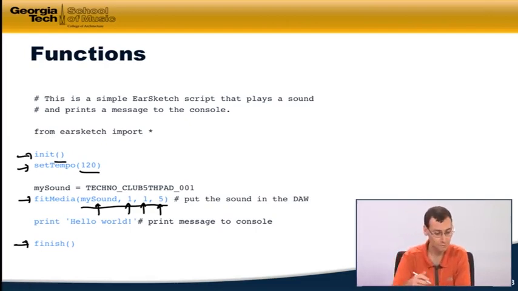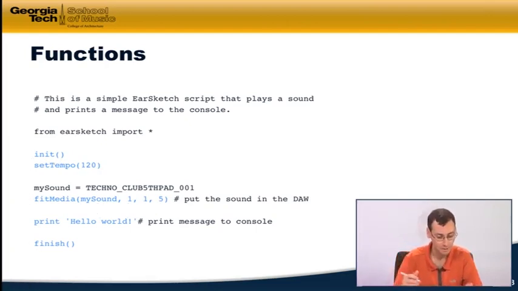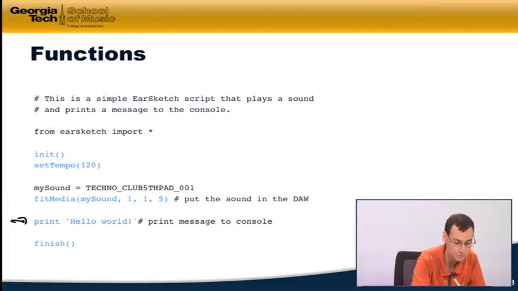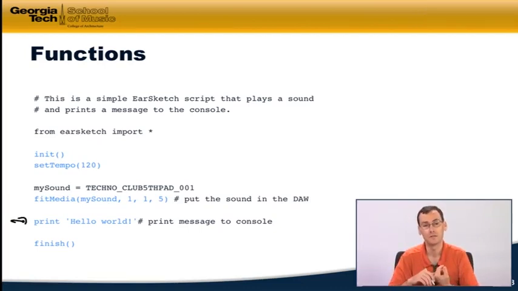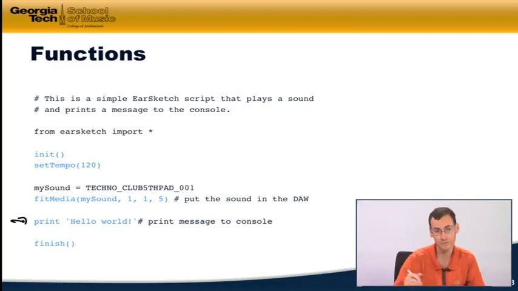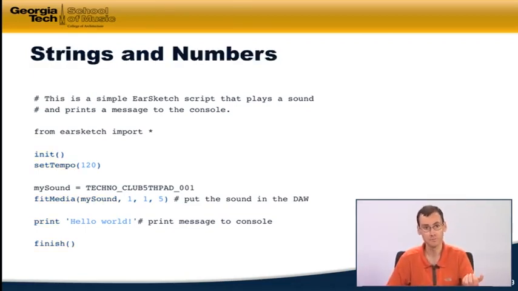So all of those functions are part of the EarSketch API. Print is a function that's actually built into Python, so that's not part of the EarSketch API. Unlike EarSketch functions and Python functions, print is a very special function because it does not use parentheses. You just send it whatever you want to print, and print is kind of unique in that way. You won't see that with other functions. So that's the exception to the rule.